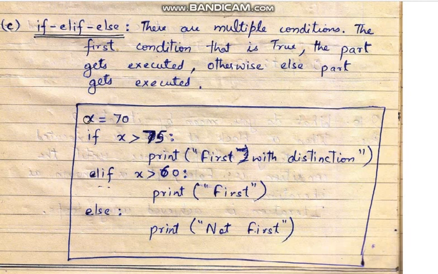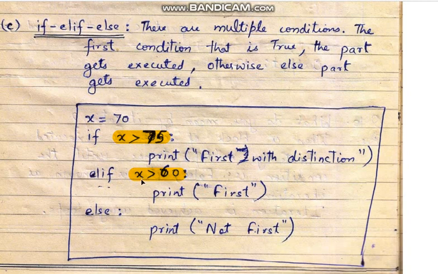We are taking x equal to 70, and here the condition is x greater than 75, and here the condition is x greater than 60. You can see that 70 greater than 75 is false, so this particular statement, print first with distinction, will not get executed.